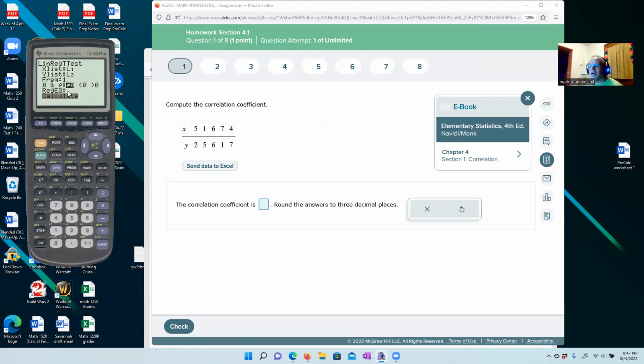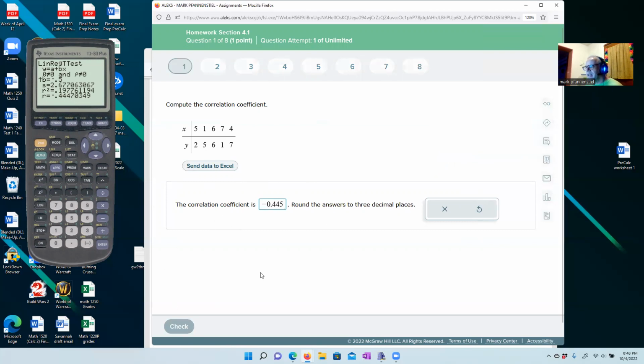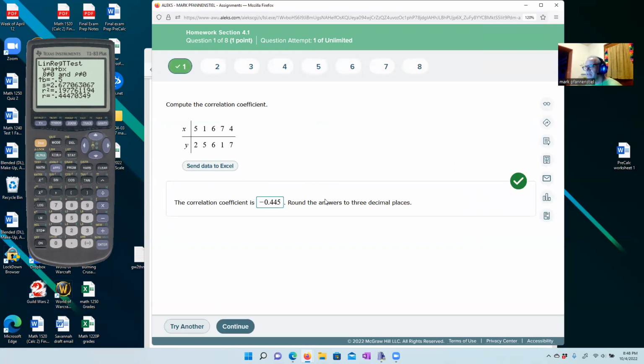So you can pretty much just down arrow the whole thing here and press enter. And then what we're going to look for here is the R. Where's my R? R is negative 0.4447. We're going to round it to 3 decimal places, what the book wants us to do. So this is negative 0 point, and then 1, 2, 3 decimal places. That 4 is going to pop into a 5 because the 7 is going to round it up by 1. Okay, and we'll check. And then look at that, we have our correlation coefficient.